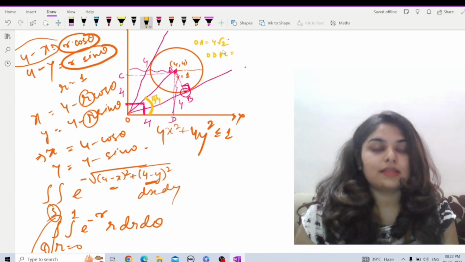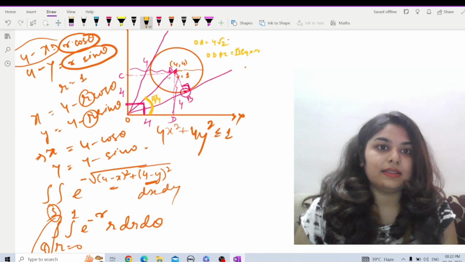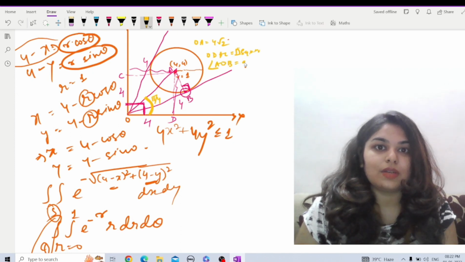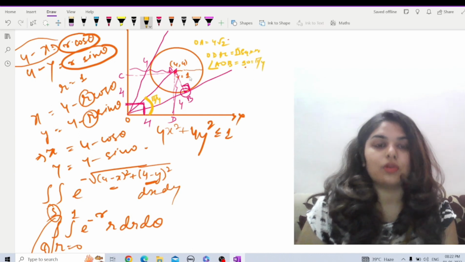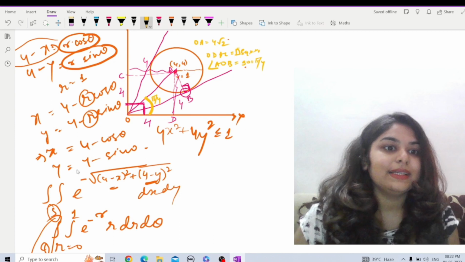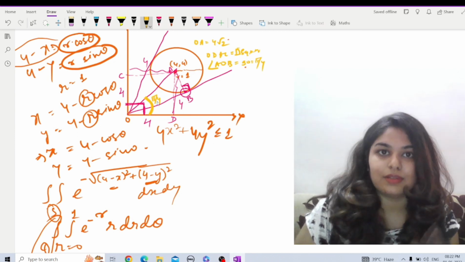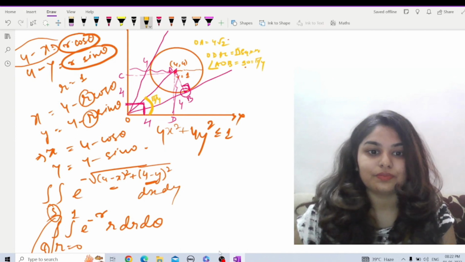And we have ODAC, that is a square. The diagonal angle, right, that is angle AOB equals 90 degrees, that is pi by 4. So these all we have. What we have to find out is the angle theta in order to get the limit here, right? In order to find out the area here, we have to calculate the integration.